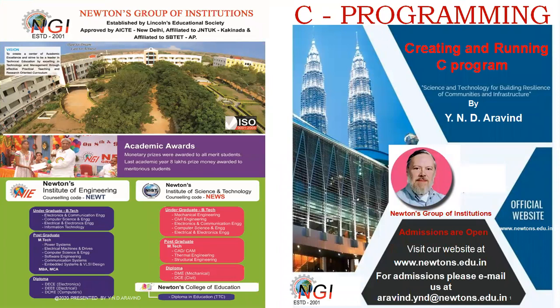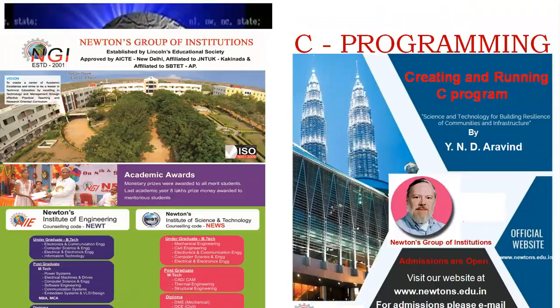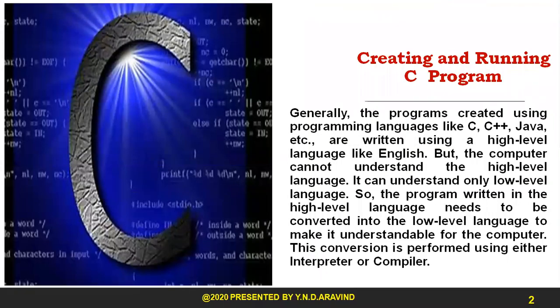In this video, I'll be talking about creating and running a C program. Generally, the programs created using programming languages like C, C++, Java, etc. are written using a high-level language like English. But the computer cannot understand the high-level language. It can understand only low-level language. So the programs written in the high-level language need to be converted into the low-level language to make it understandable for the computer. This conversion is performed using either an interpreter or a compiler.